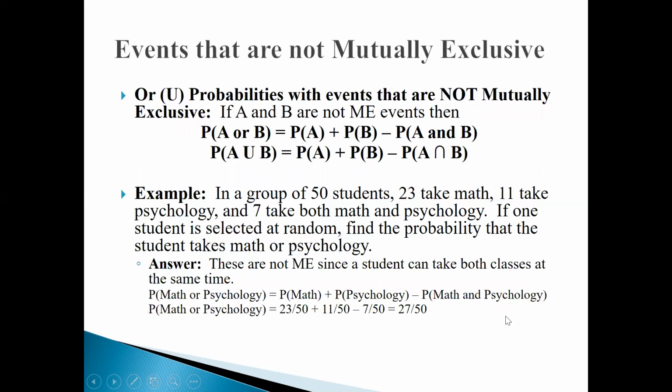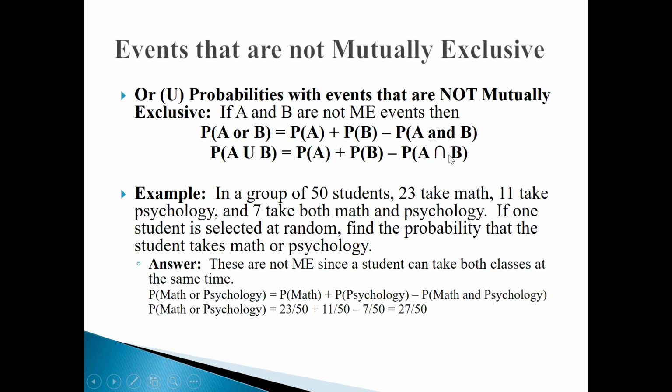All right, events that are not mutually exclusive. Okay, again, or union probabilities with events that are not mutually exclusive. So if A and B are not mutually exclusive events, then the probability of A or B, or in union, if you want to look at it with unions, is going to be equal to the probability of A plus the probability of B minus the probability of A and B. Or A and B can be represented by A intersect B.